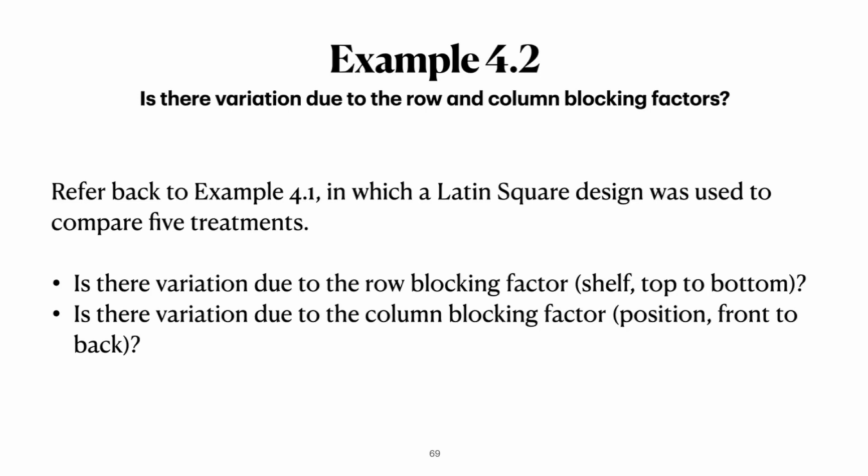For the purposes of future studies, it will be of interest to know, is there significant variation due to rows? Is there significant variation due to columns? That would warrant doing these kinds of experiments using a Latin square design in the future, or could a simpler design be used? Again, these two questions: is there variation due to the row blocking factor, the shelf from top to bottom in the oven? And is there variation due to the column blocking factor, the position in the oven on a shelf from front to back?